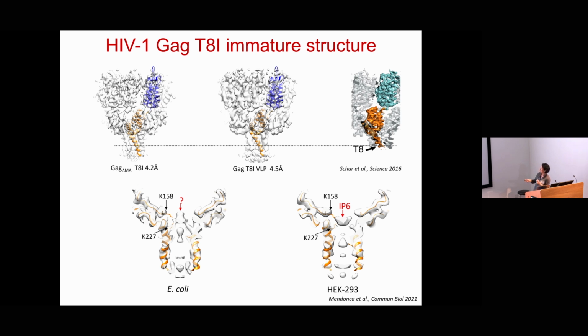But this pocket, as you can see, the two lysine rings, six lysines on top, six lysines on the bottom, is highly, highly charged and hungry for something to go in. So this is where IP6 is, and in E. coli, some polyanion probably sits there. So we try to understand: if we mutate those lysines, what happens?